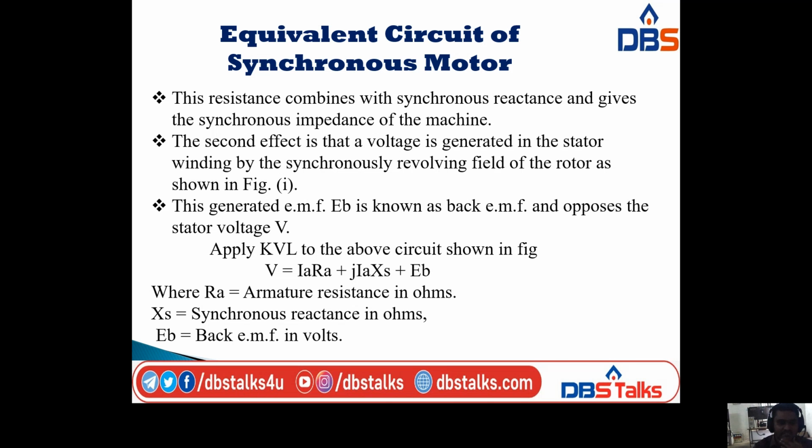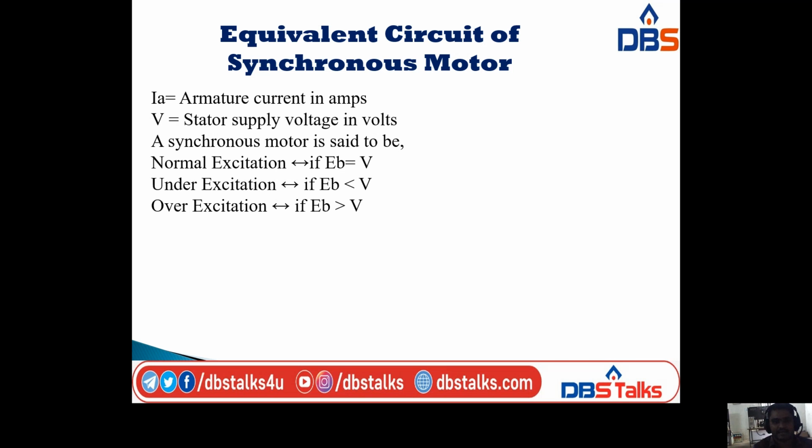From this equation, Ra is the armature resistance in ohms, Xs is the synchronous reactance in ohms, and Eb is the back EMF in volts. Ia is the armature current in amperes and V is the stator supply voltage in volts.